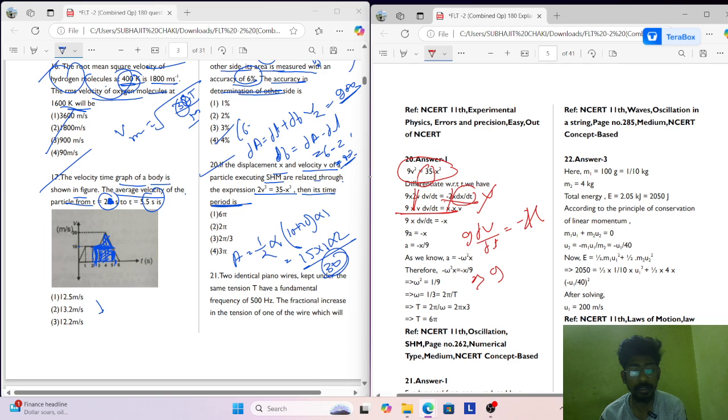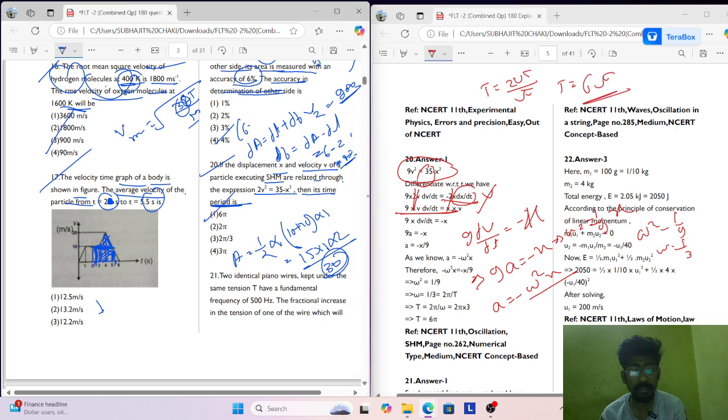So 9 dv by dt equals minus x, and we also know the acceleration equals minus omega square x. So from this we can say a equals minus 1 by 9 into x. So therefore omega square equals 1 by 9, omega equals 1 by 3. We know T equals 2 pi by omega, so T will be 2 pi by 1 by 3, which means 6 pi. So therefore the answer will be 6 pi.